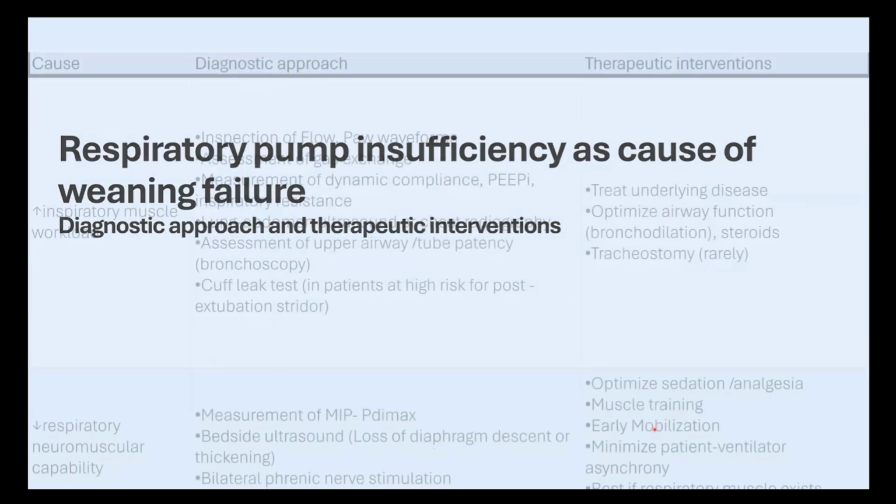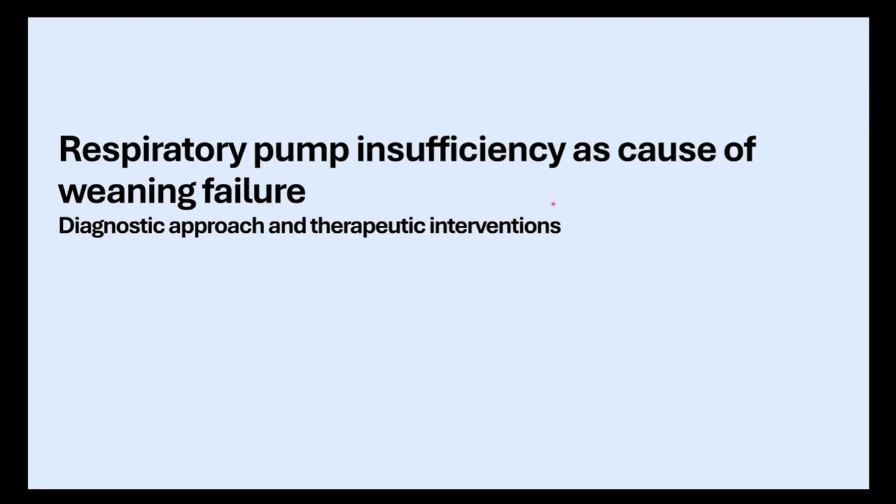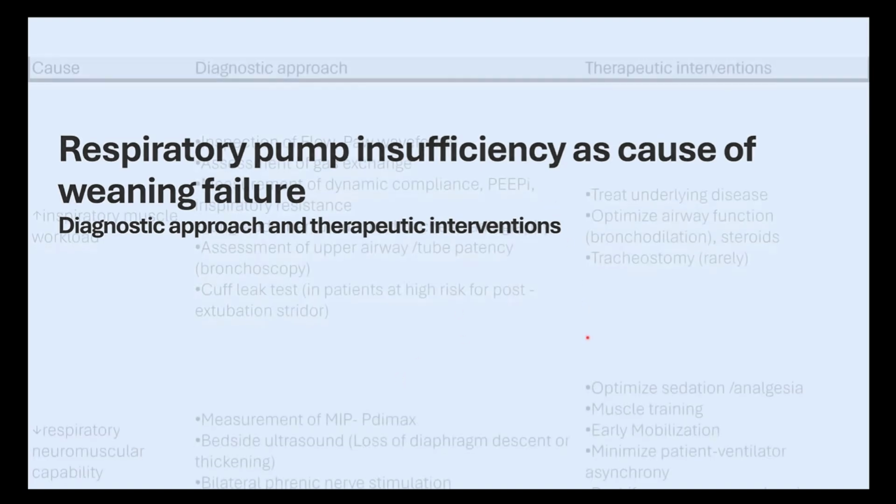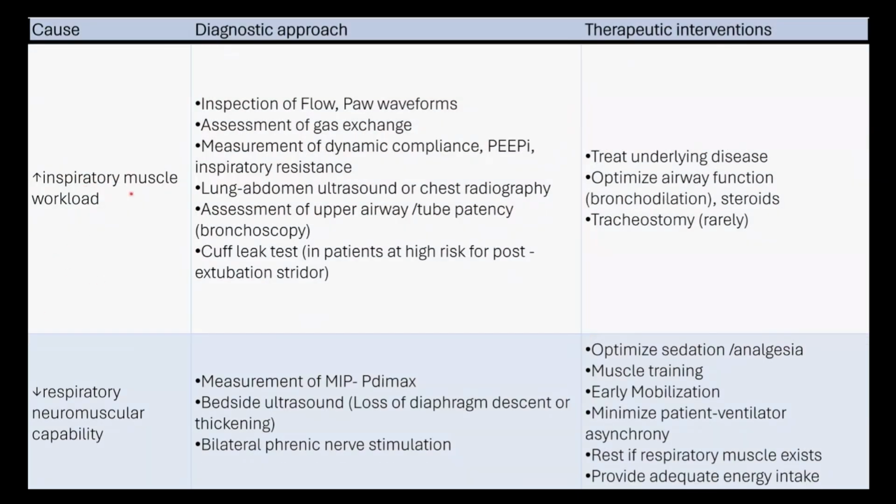In the article, regarding respiratory pump sufficiency causing the weaning failure, they mention increased muscle workload. When you're weaning the patient, how do you assess whether the patient has increased muscle work or not? You can look at the flow and the airway pressure waveforms. You can assess gas exchange, look at dynamic compliance and the resistance. You can do ultrasound to assess that, and you can assess patency of the tube by means of bronchoscopy, and you can do a cuff leak test for patients at high risk of post-extubation stridor.